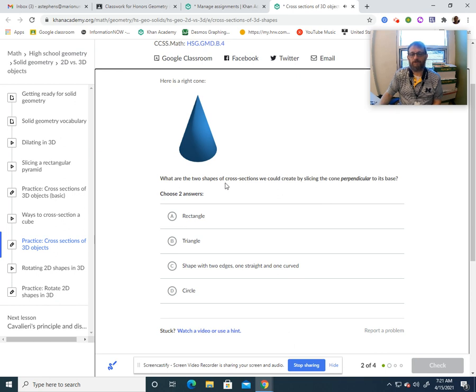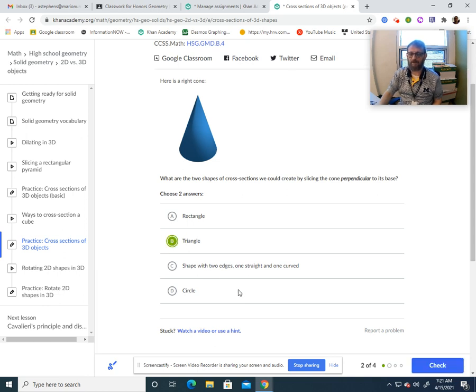All right, what are the two shapes of cross sections we could slice by slicing the cone perpendicular to its base? We're going to choose two answers. Okay, so again, what they're talking about, we just talked about it on the last problem. If we cut it right down through the very peak, you're going to end up with a side here, and a side here. So we know that one was a triangle.